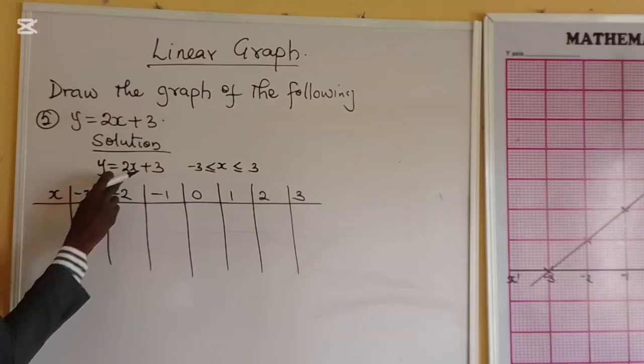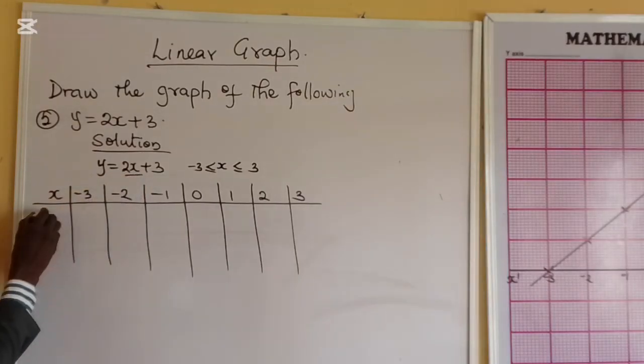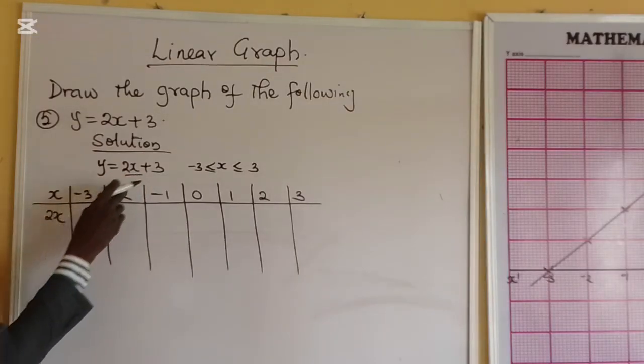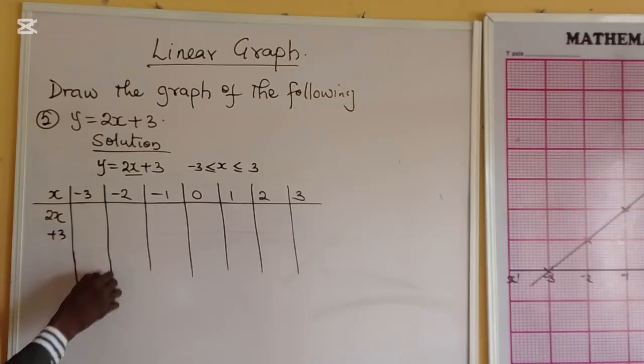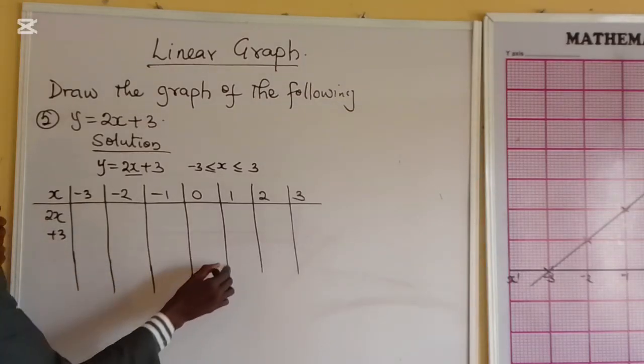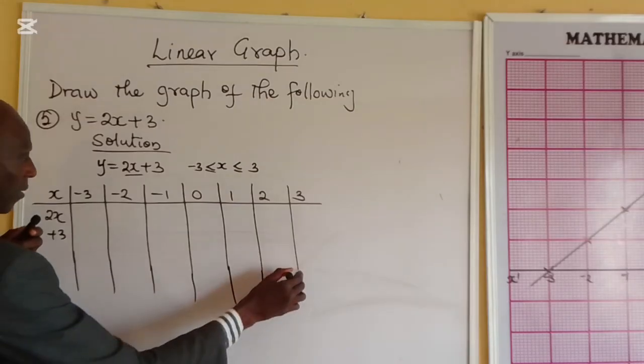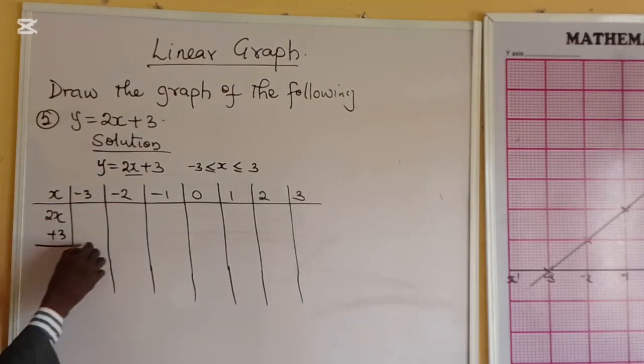Now, the first thing there is 2x. The other thing there is plus 3. So the last thing there will be y.